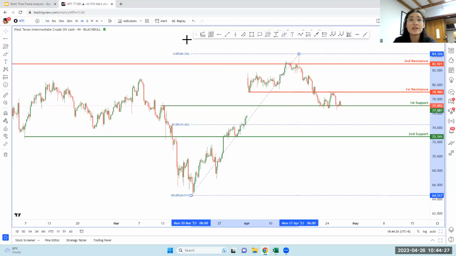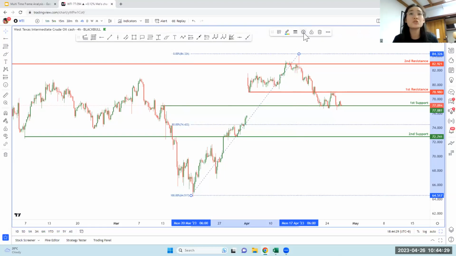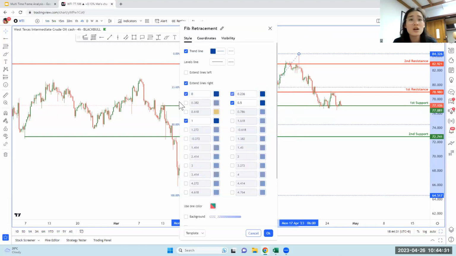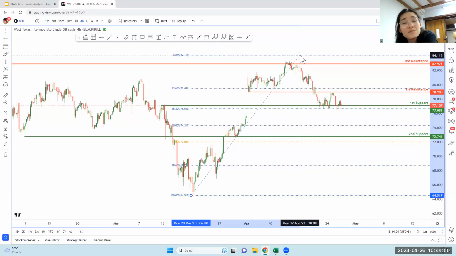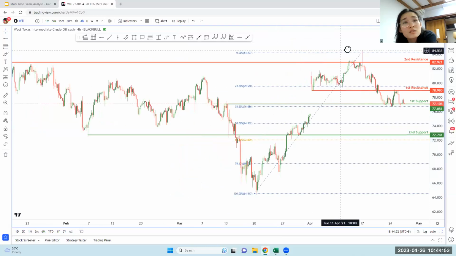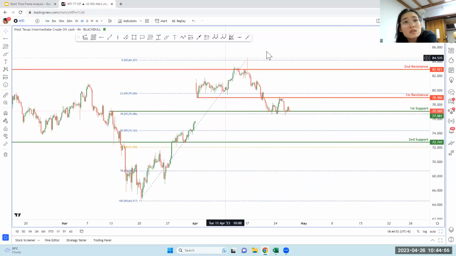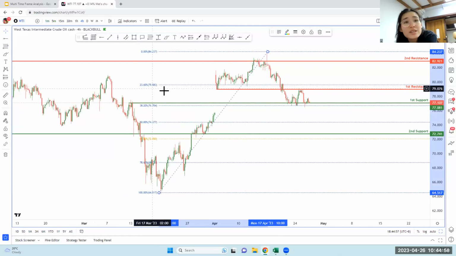Here I'm plotting a Fibonacci retracement, and let me show you guys the levels that we like to use for retracement. Would be these 5 levels: 23.6, 38.2, 50, 61.8, and 78.6. Okay, so now we can see which levels line up nicely. I would say my 23.6 as well as the 38.2.